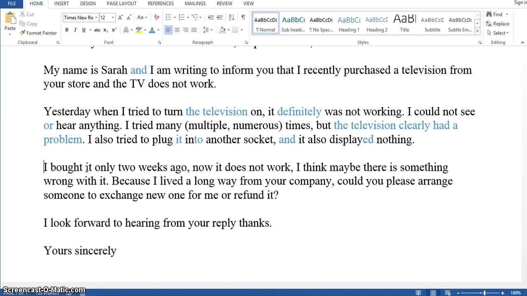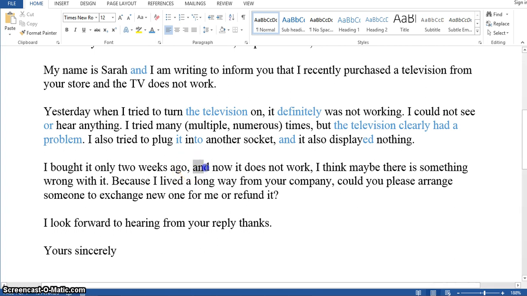I bought it only two weeks ago. Now it does not work. Once again, this is an independent sentence, and so is this. So we need and. So Sarah must be looking and thinking, okay, what do I need to learn? I need to learn when to use and to join two complete independent sentences. So that's something that she can talk to me about. We can have a discussion about that. And now it does not work. All right, so let me put in a full stop here because I think that's enough for that sentence.